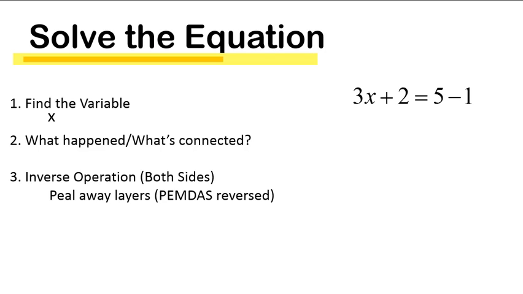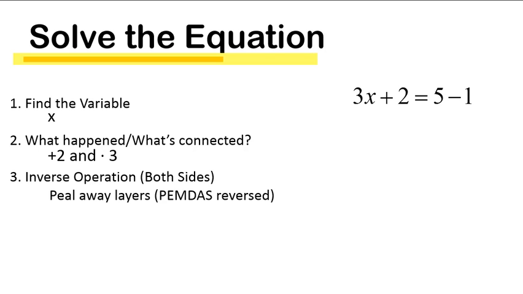We find the variable x. We ask ourselves what happened to x, or what is connected to x. There's two things that happened. We are multiplying times 3 and we're adding 2. Because we solve in the opposite of the order of operations, we are going to list those in the opposite order. First, we're going to list the addition, and then last we're going to list the multiplication.